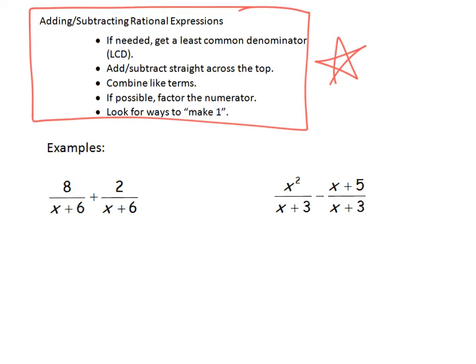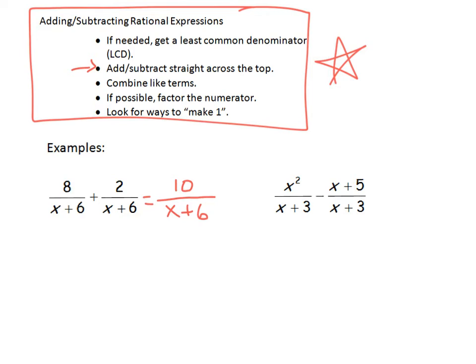So, for example, the first one here, 8 over x plus 6 plus 2 over x plus 6. Step 1, get a least common denominator if needed. Well, we have a common denominator already. It is the binomial factor x plus 6. So we can leave that common denominator in the denominator, x plus 6. And then 8 plus 2, we just add straight across the top. So 8 plus 2 is 10. Now, this right here is our final answer.